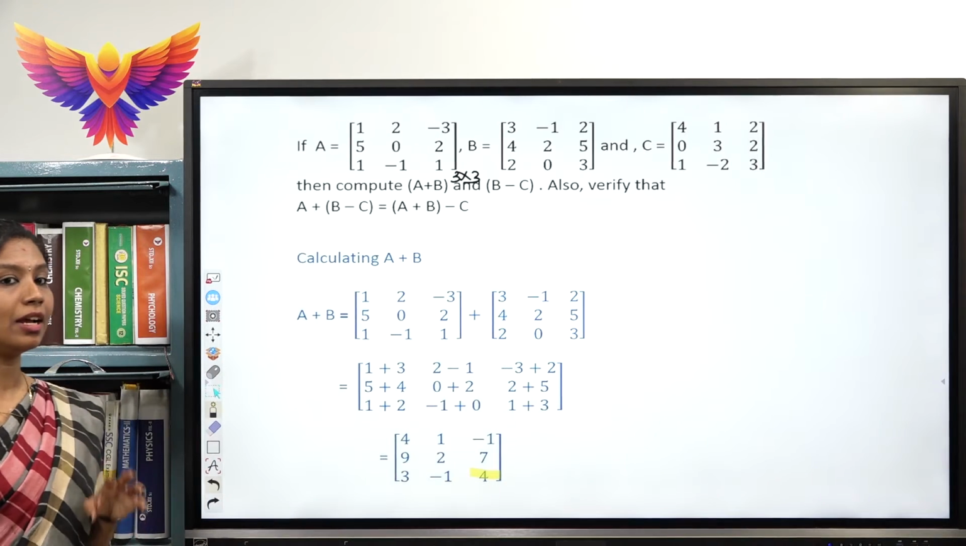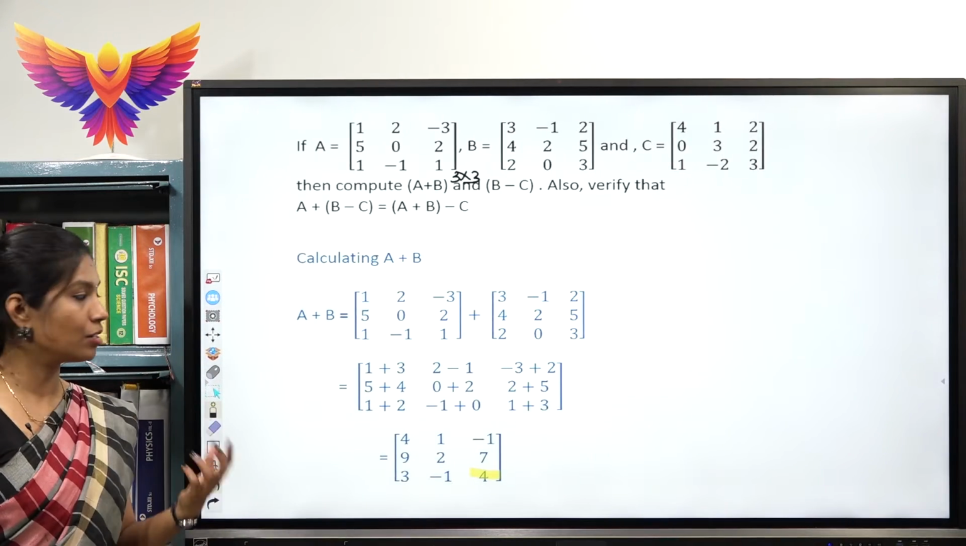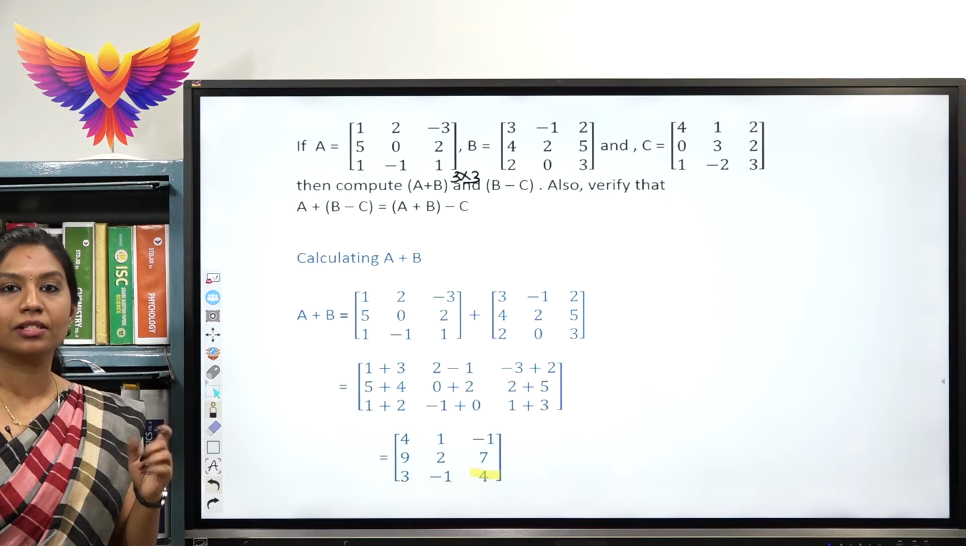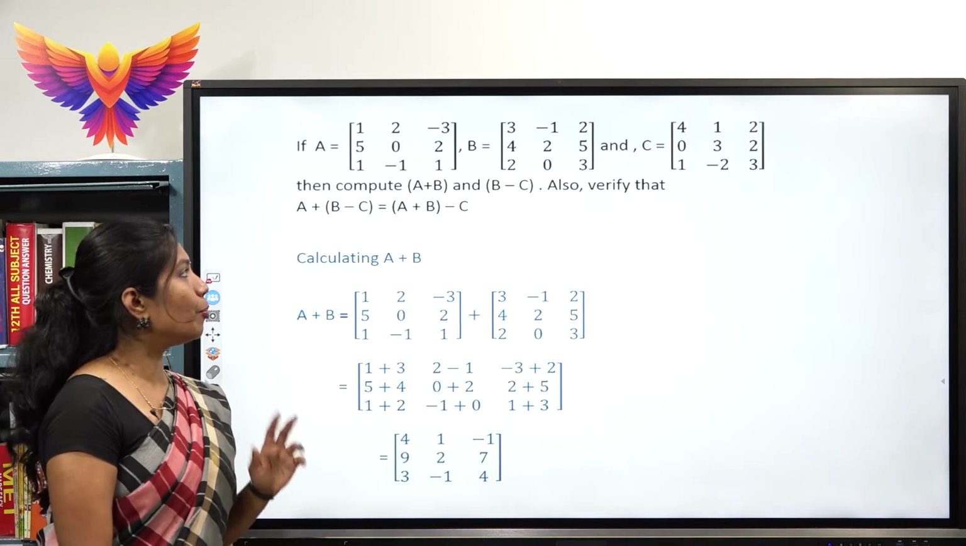So, when you are adding 2 matrices which are of the same order, the addition of those 2 matrices should also be of the same order. I should be getting it as a 3 cross 3 matrix itself. So, this is also a 3 cross 3 matrix now. I have got it as a 3 cross 3 matrix. Now, another operation needs to be done.